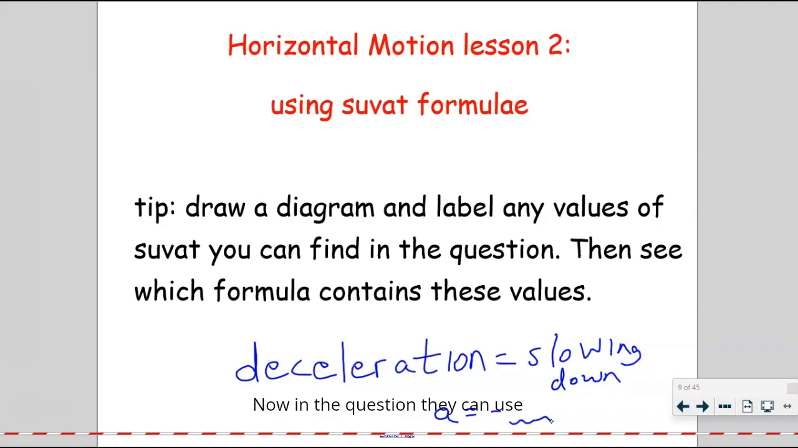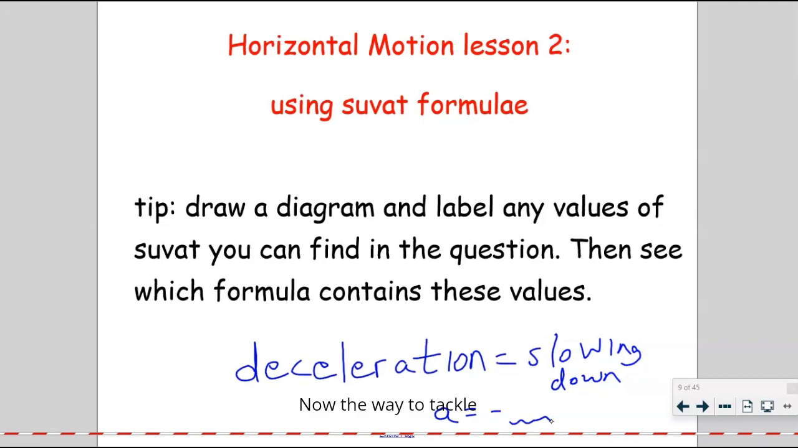Now in the question they can use different terms. They can say deceleration, or they can say slowing down, or they can say an object starts coming to a rest or starts coming to a stop. So that usually gives you a hint that it's decelerating.